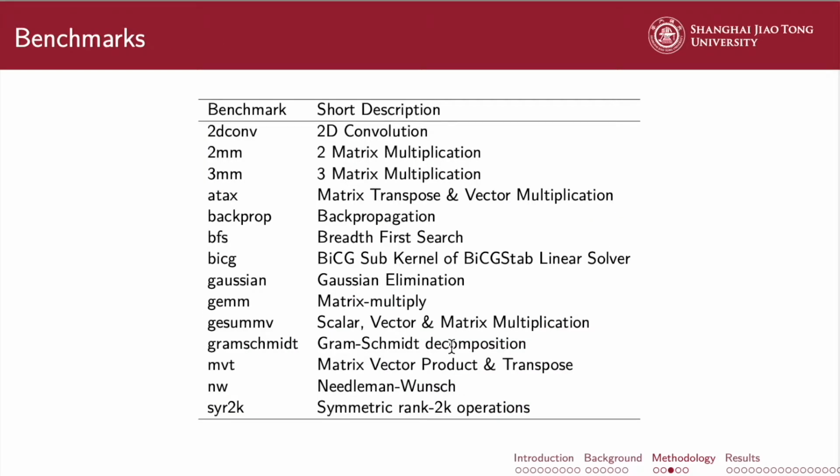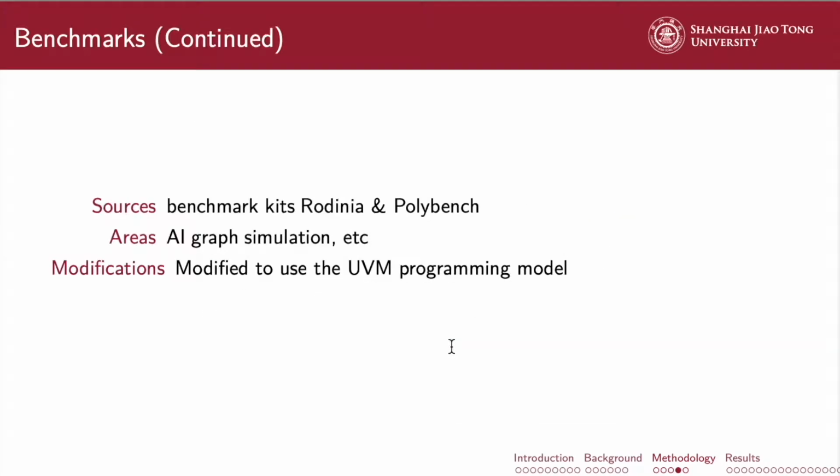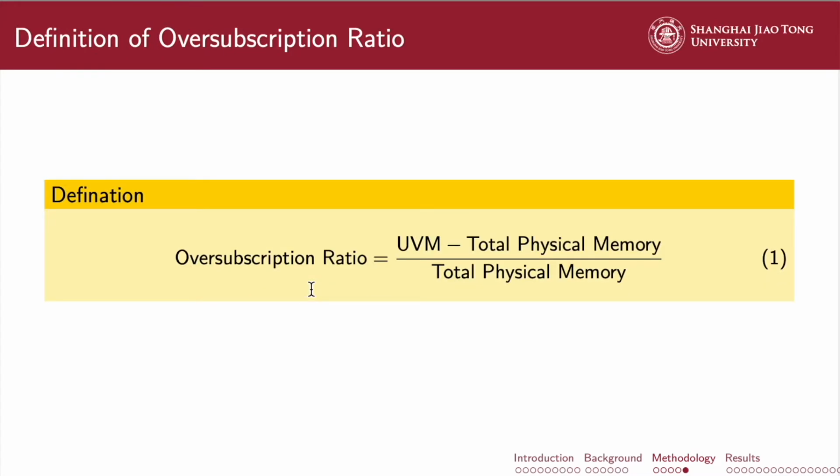Here are our selected benchmarks. They come from widely used benchmark suites, and we modified them to our UVM programming model. And to quantify the degree of oversubscription, we put forward a concept of oversubscription ratio. When there is no oversubscription, the ratio is 0. The more oversubscription, the larger the ratio is.